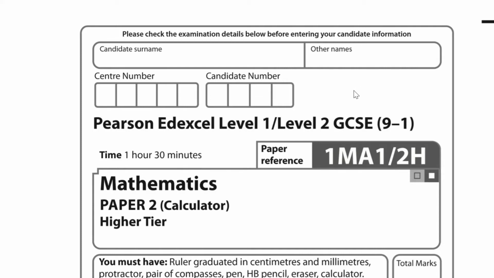This is the Edexcel GCSE 921 Maths High Paper 2 from the November 2021 series, and this paper is a calculator paper.